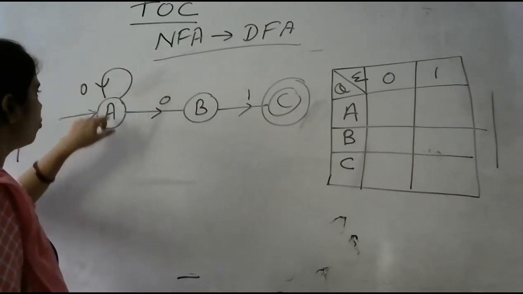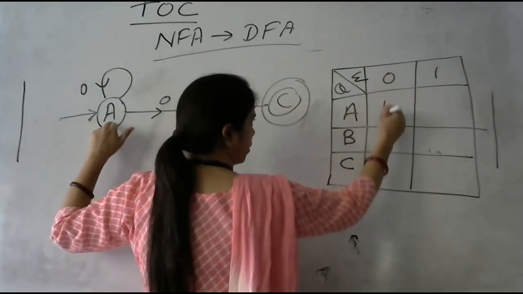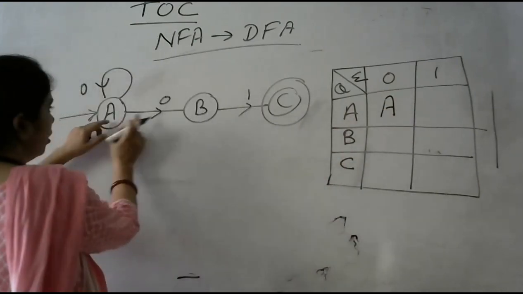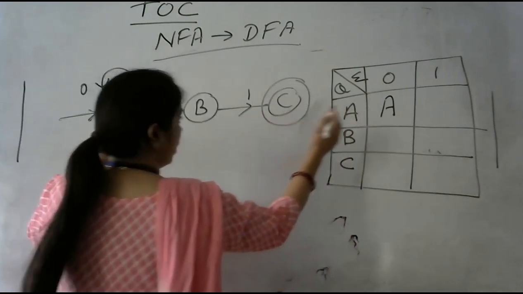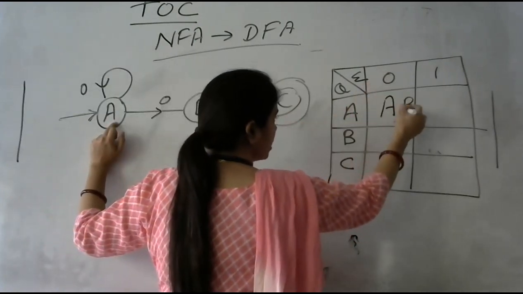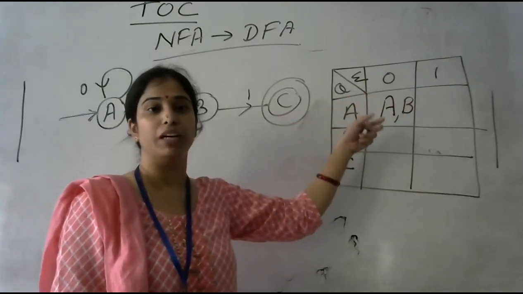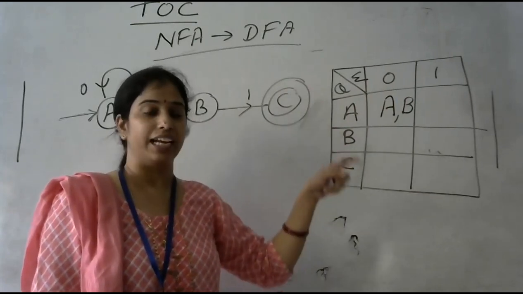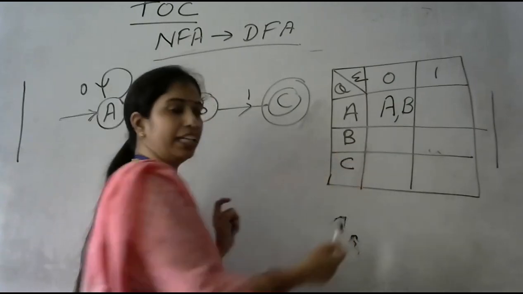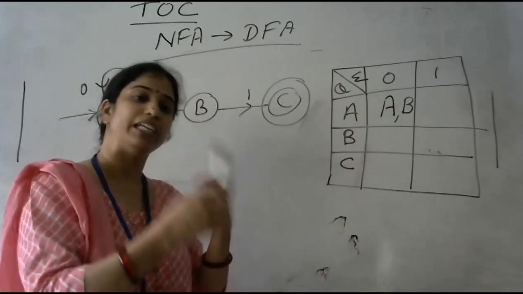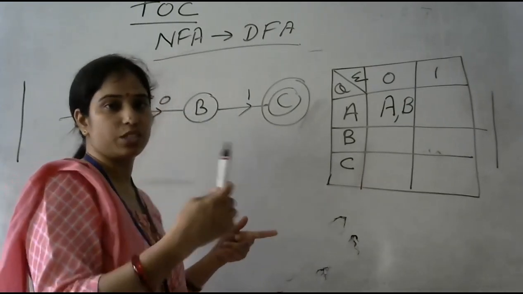Read 0 from A and go to A. A से 0 पढ़ के A पे गए. Read 0 from A and go to B. अब A से 0 पढ़ के हम B पे भी जा रहे हैं. From A we read 0 and go to multiple states, and it's called NFA. ठीक है? If we go to a single state, then it is DFA. But if we go to multiple states from a single state, then it's called NFA.